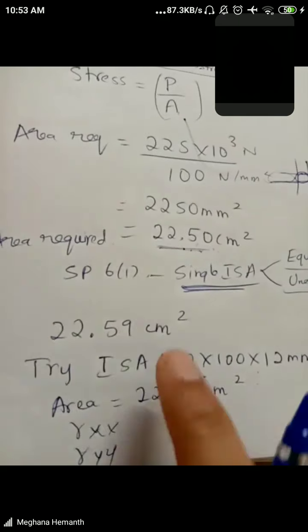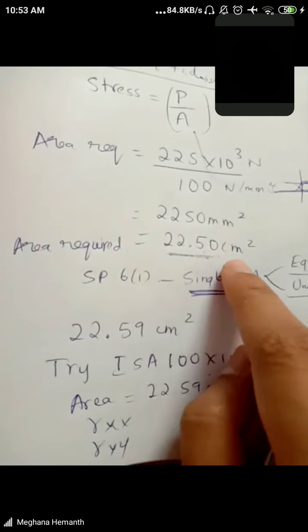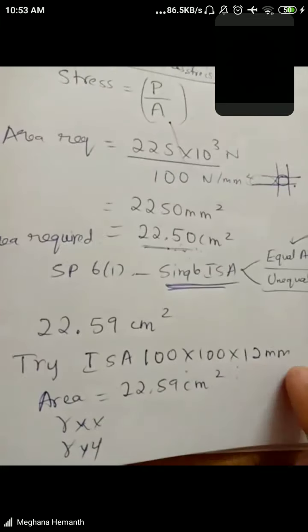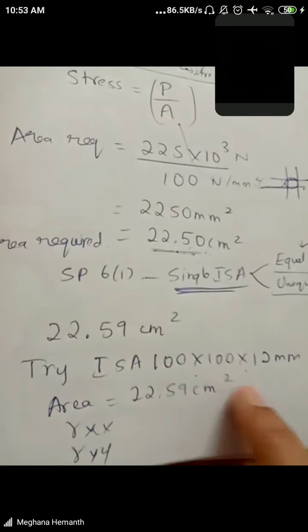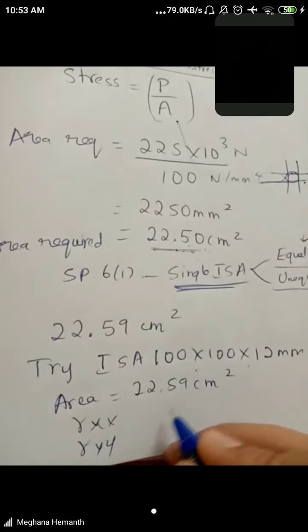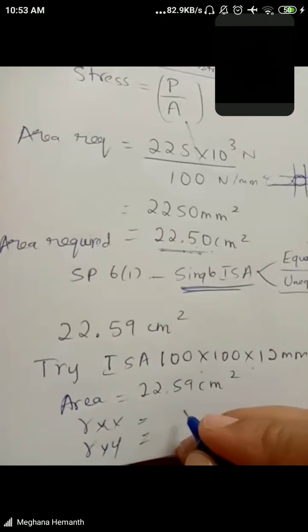That area, you've selected an Indian standard angle section, selected based on an area which is greater than this value. I've got it as ISA 100 by 100 by 12 mm. After that, the step is the same. For this, you will write down the sectional area, which is 22.59. Then you will write down the values of gamma xx, gamma yy.